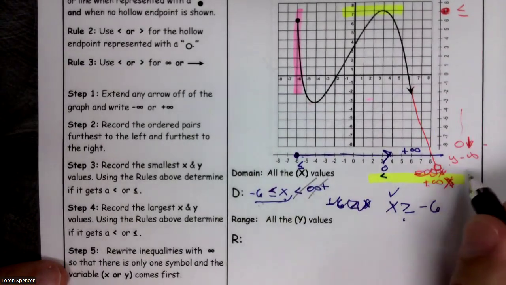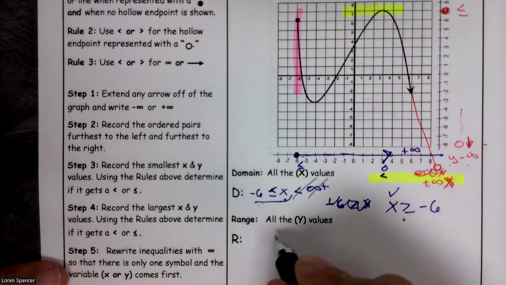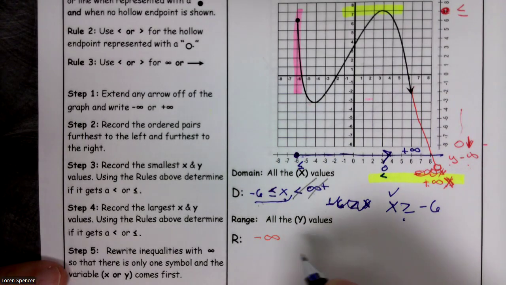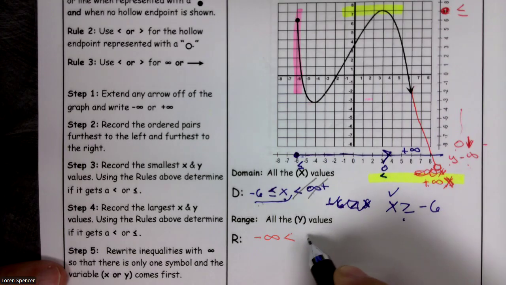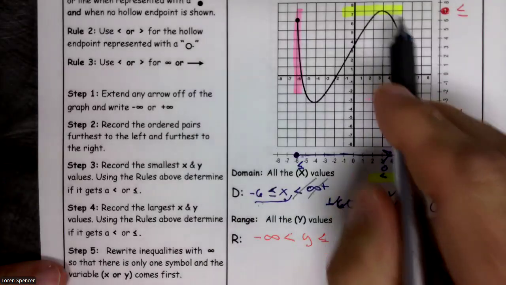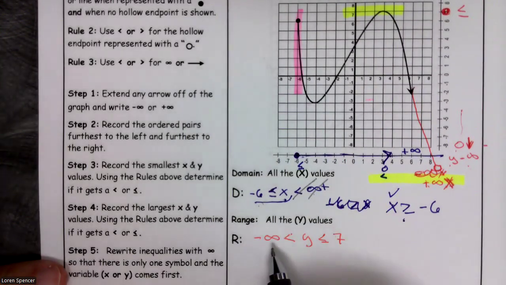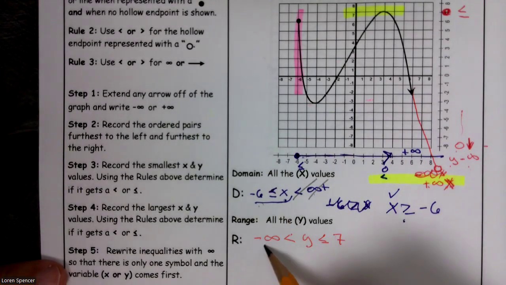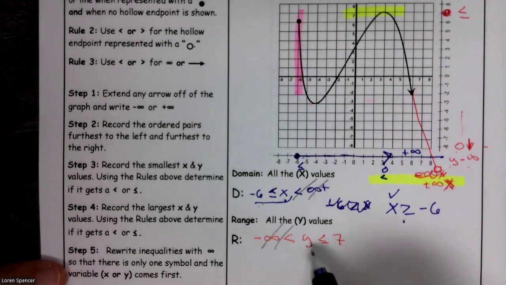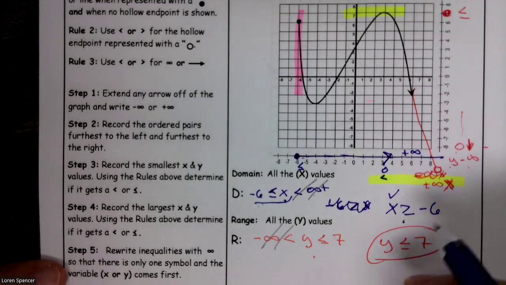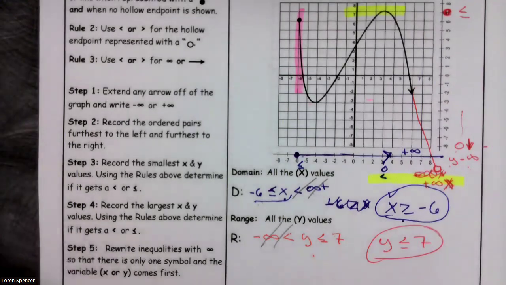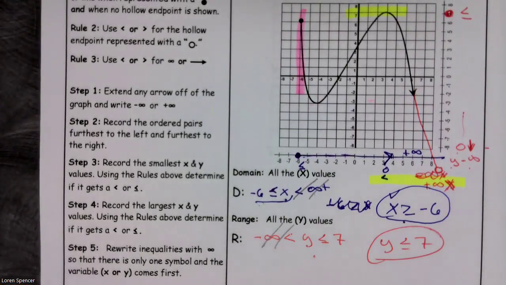So here we go. We're going to start off with our lowest point, because we started off the graph at negative infinity, and hollows and arrows always get a less than: y less than or equal to 7. Well, we can't have infinity, so we're going to scratch that part out. In this case, the variable's already on our left, so our final answer is just y is less than or equal to 7. We don't have to flip it. The idea is when we're done, we always want the variable on the left-hand side if we have infinity, so that we're finished with it.